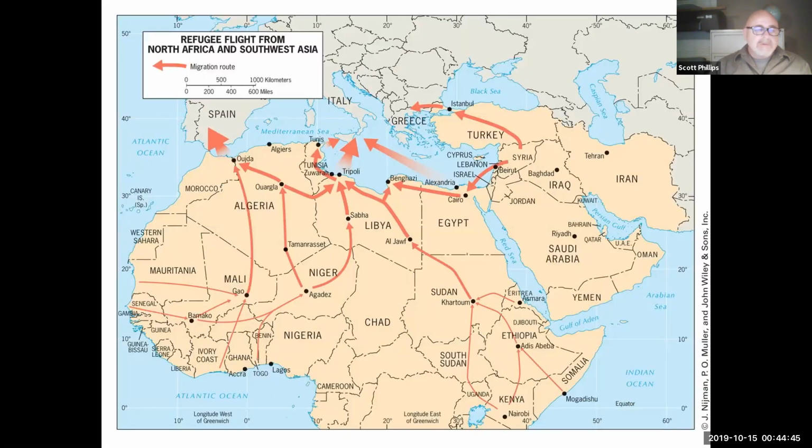This has also pushed a great deal. We talked in the past about refugees going to Europe, and the conflicts in this part of the world have helped push refugees out. These are push factors that have driven refugees out and into places such as Europe.